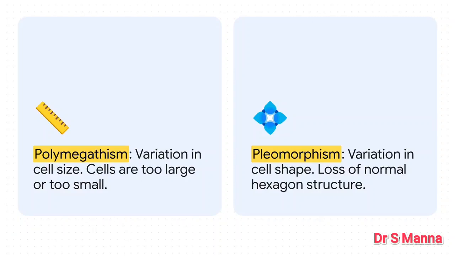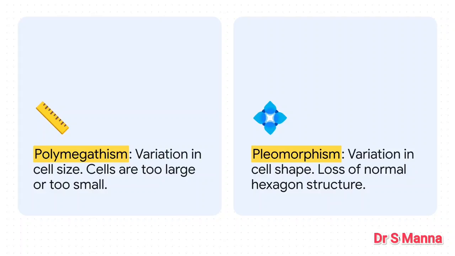Let's talk morphology now, the actual physical appearance of the cells themselves. Healthy endothelial cells are remarkably uniform in size, and they form these beautiful hexagonal shapes. But when things start going wrong, we look for 2 very specific clinical terms, polymegathism and pleomorphism. Polymegathism refers strictly to a variation in cell size.